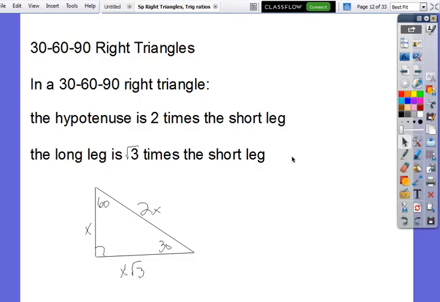All right, for 30-60-90 right triangles, obviously the difference between this and the 45 is the angles. When you change the size of the angles, you change the sides. So the smallest side will always be across from this 30. That's your short side.